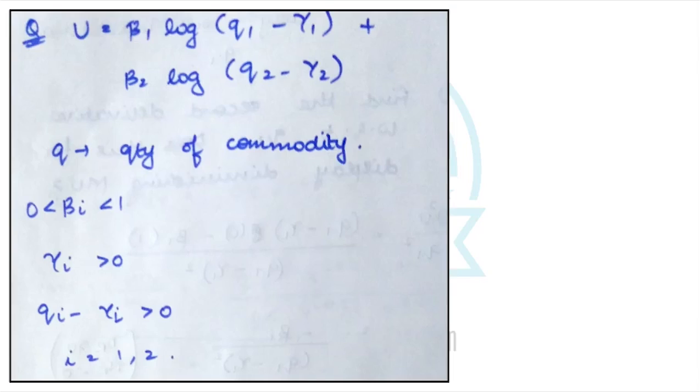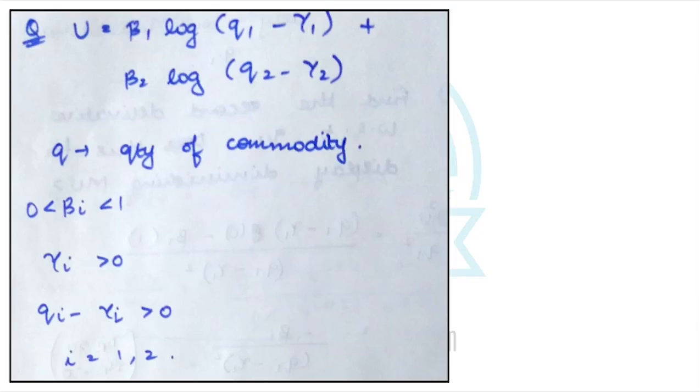Q1 minus gamma 1, Q2 minus gamma 2 are in the brackets, and you have a log attached to it, and you have beta 1s and beta 2s. Now I understand that if you're a little scared of mathematical symbols, this may seem like a very daunting function to look at, but it's a very simple question. It's quite possibly one of the easiest questions I have seen asked from this unit, and there are no very high levels of computation required. It is just simple differentiation, and you should be able to get done with the question.